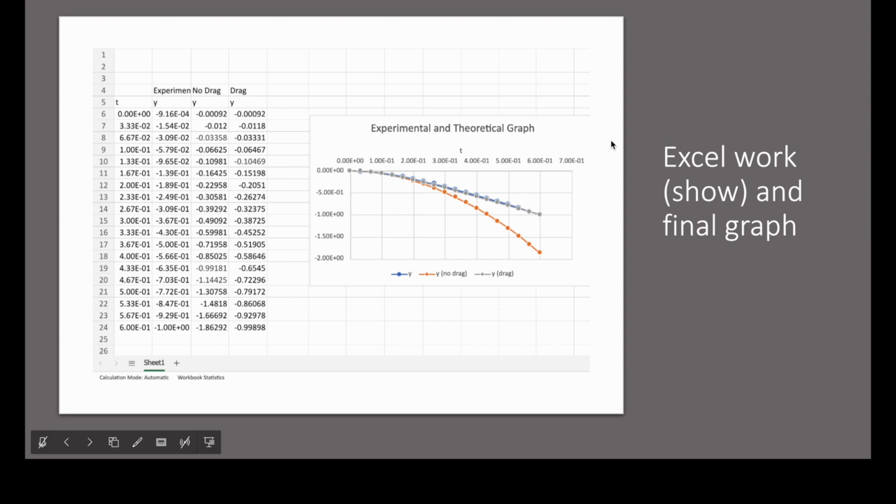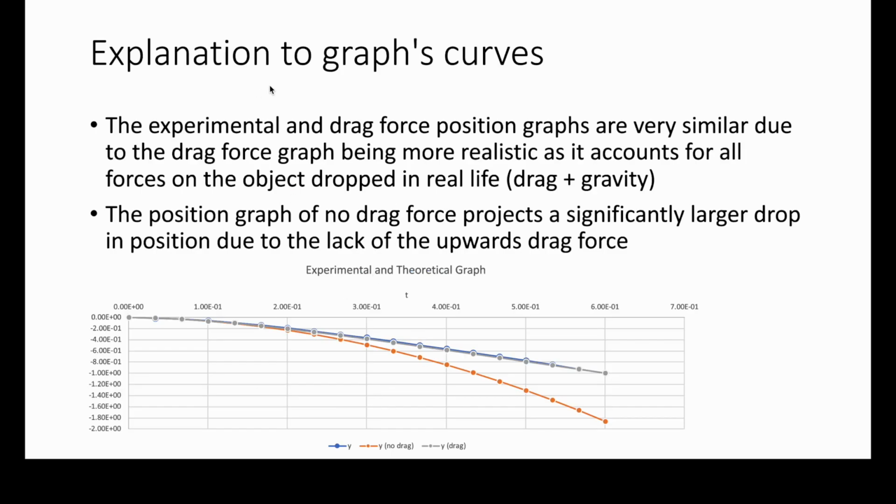So here in Excel, I got all three positions found in GlowScript and Tracker, and plotted them on the curve. And as you can see, the experimental and drag force position graphs are very similar due to the drag force graph being more realistic, as it accounts for all the forces of the object dropped in real life, so drag plus gravity.